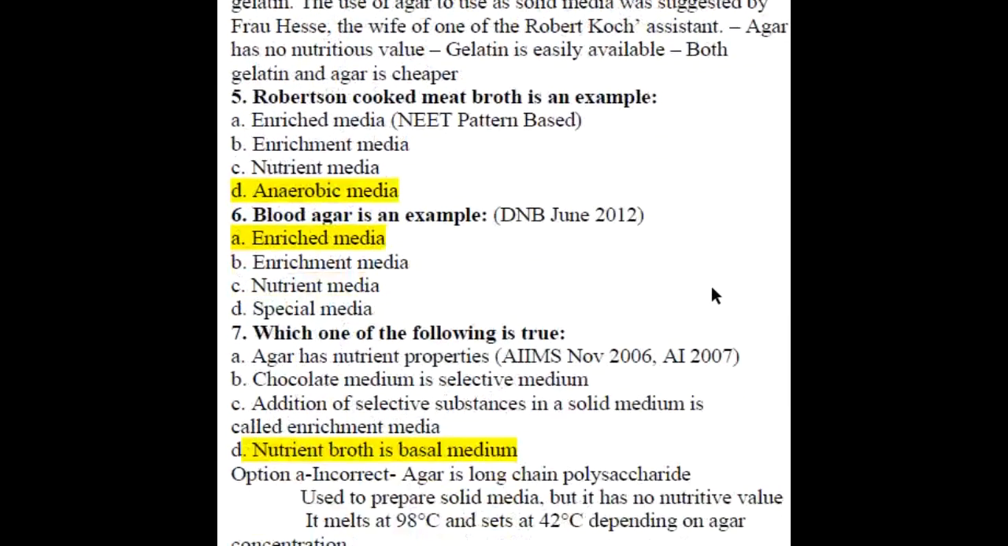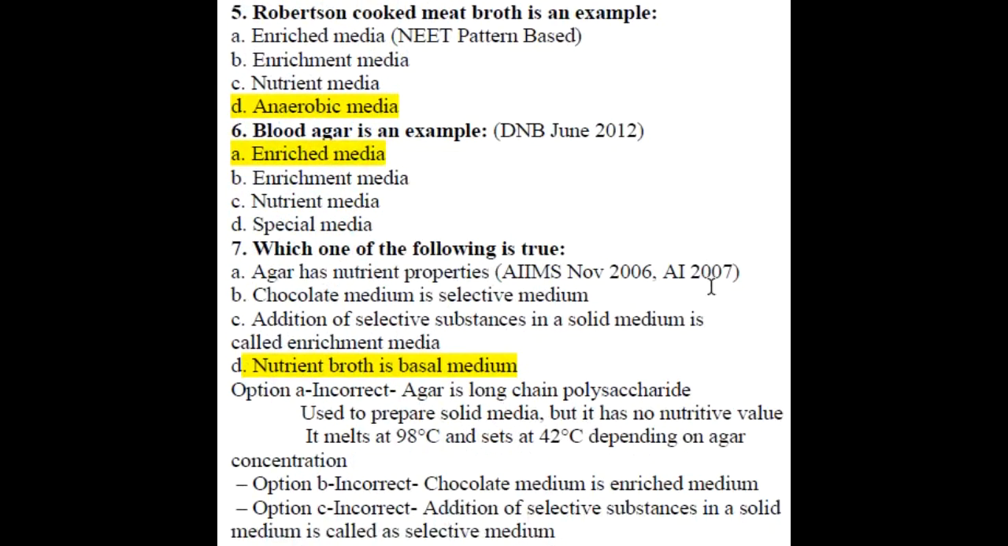Then Robert Koch cooked meat broth is an example of anaerobic media. Blood agar is an example of, obviously we added blood to the agar, so it is an enriched medium. Enrichment medium, if you see, that is a liquid medium. If we add some substances which will enhance the growth of bacteria in a liquid medium, then that is enrichment medium.